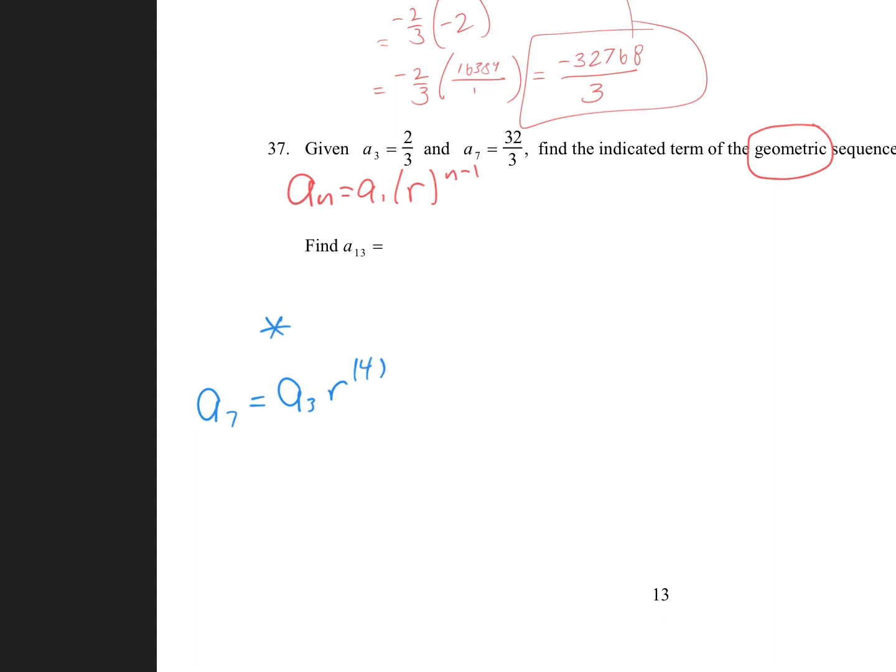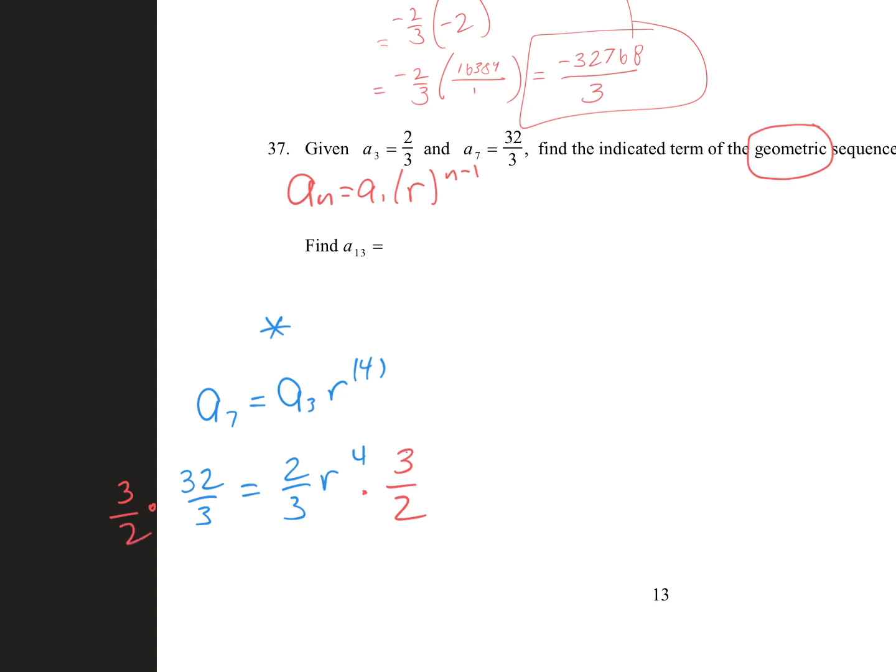So my 7th term is 32 over 3. My 3rd term is 2 over 3. And then I have r to the 4th power. However many spaces away, that's what you use as your exponent. So how do I get that 2/3 to go to the other side? Multiply by what? 3 over 2?